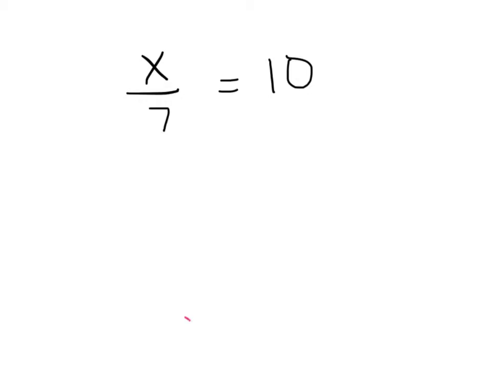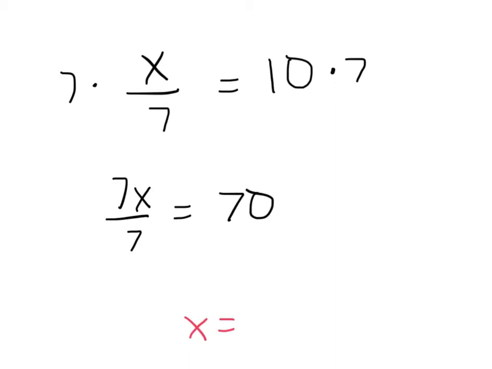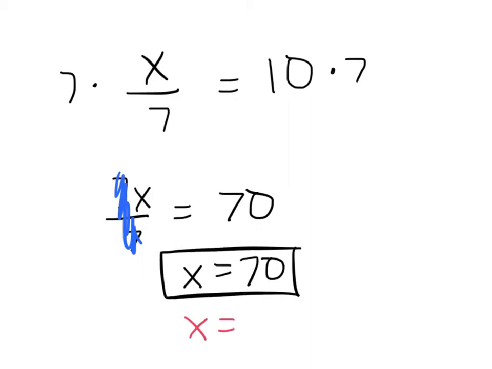Alright, again I want x equals. I need to get rid of my divide by 7, so I'm going to multiply by 7. Or probably a better way to write that is 7 multiplied. Multiply by 7 is the same thing. Here we go. 7 times x divided by 7 is the same thing as saying 7x divided by 7. And that equals 70. 7x divided by 7, the 7s go away, and I'm left with x equals 70. And that's the answer.